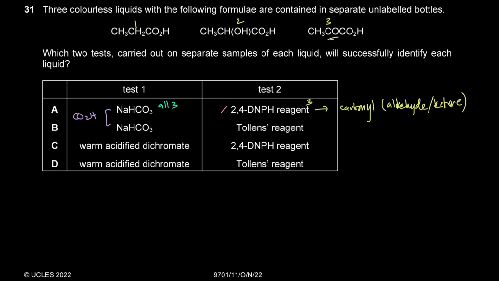Next, we have option B. Again, we're using sodium hydrogen carbonate. All three will react, compounds 1, 2, and 3. And Tollens reagent is a test for the CHO group. So neither of these compounds will react.